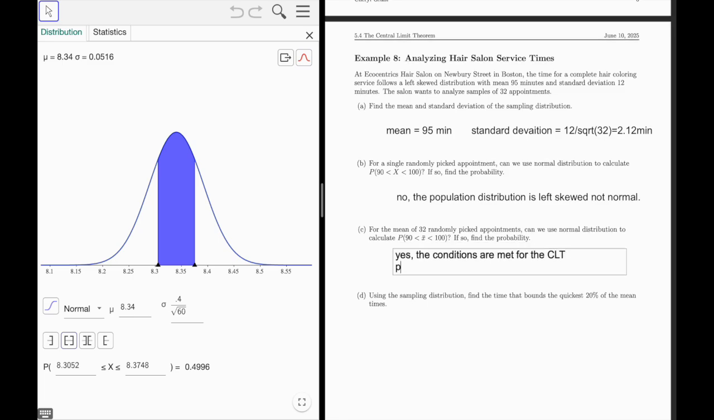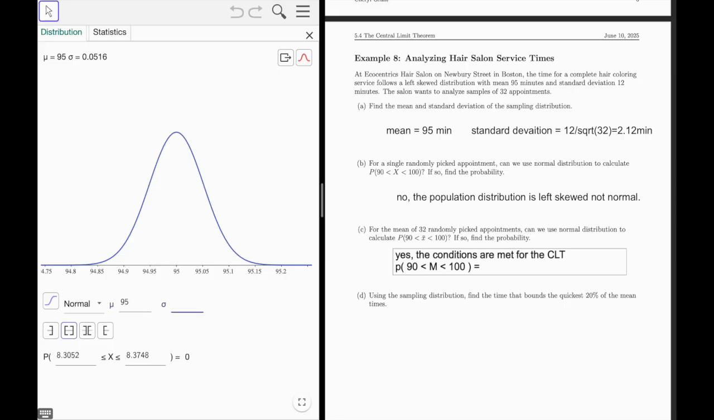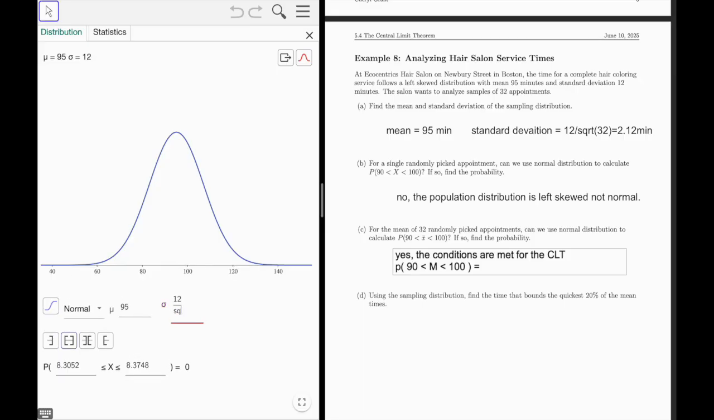Let's find the probability that the mean is between 90 and 100. So we're told that the mean is 95. So I'm going to put that in here in my probability calculator. My mean is 95. Because we're dealing with the sampling distribution, my standard deviation is going to be 12 divided by the square root of our sample size.